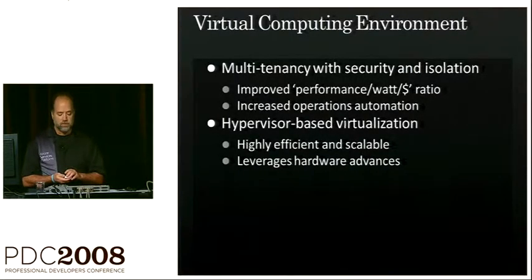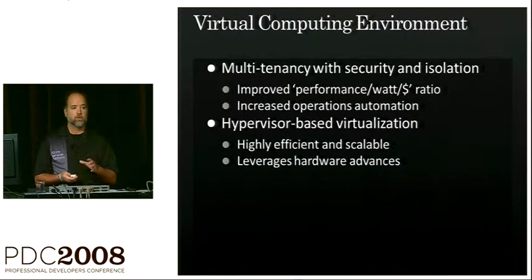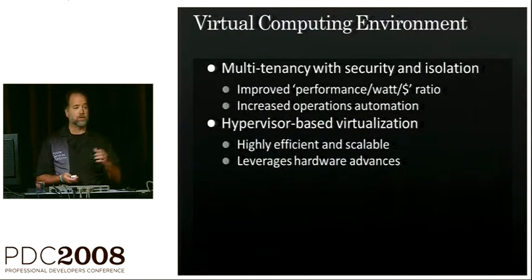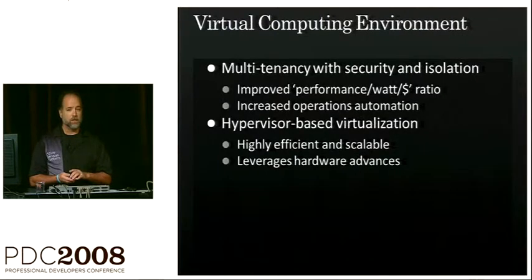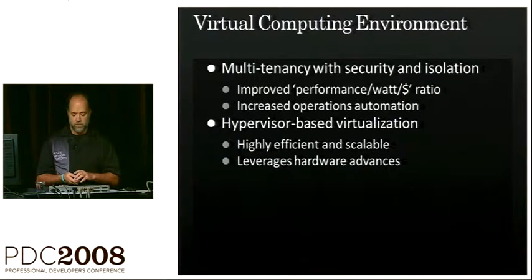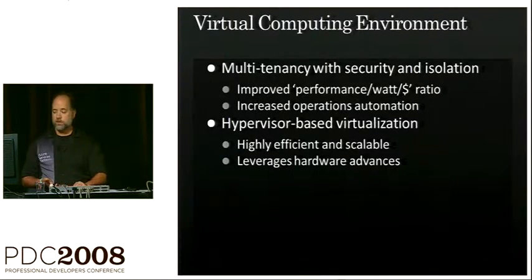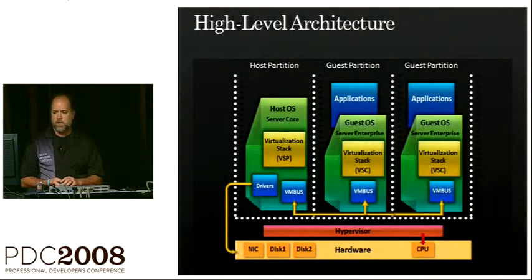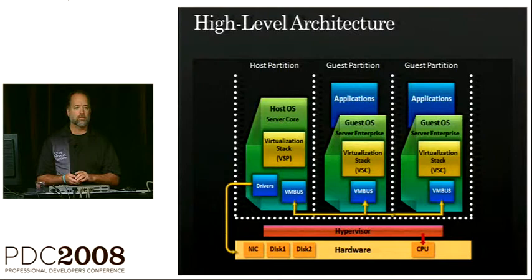Virtualization in Windows Azure is hypervisor-based, with a microkernel type hypervisor managing the virtual machines as well as the host OS, which provides services to the hypervisor and to guests. The hypervisor model provides efficient and scalable virtualization and also allows us to leverage advances in processor virtualization assist features. This diagram shows the high-level architecture of hypervisor virtualization in Windows Azure.